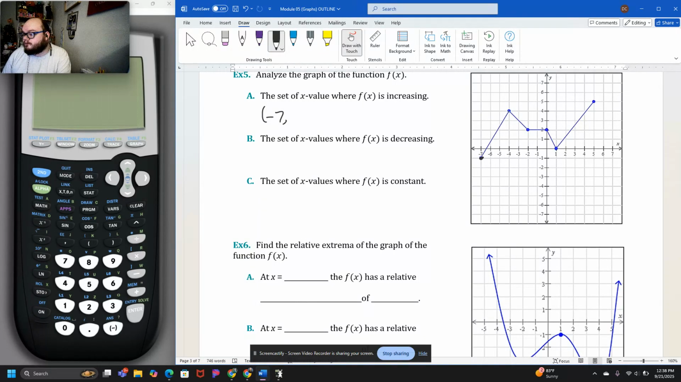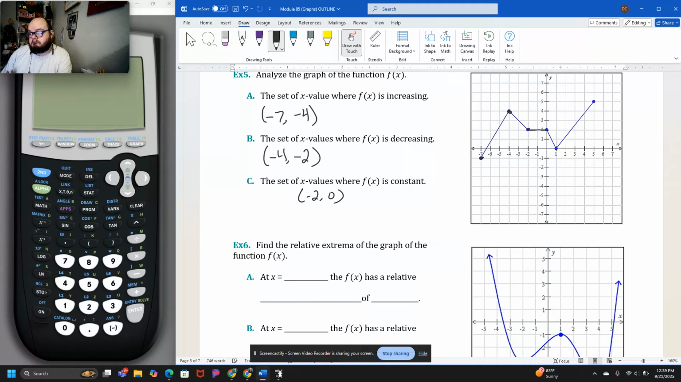Okay, and then to -4, we're increasing. And then from -4 to -3, we decrease. So if we really wanted to, we could go ahead and write that down for this one. So from -4 to -2, we're decreasing. Okay. And then where is it constant? That's where we've got a horizontal line, and we've got that from -2 to 0. So we can go ahead and write that down too.